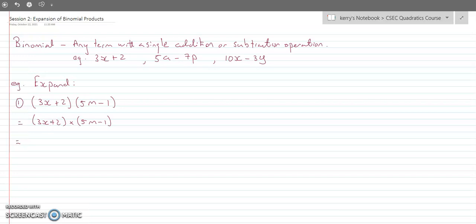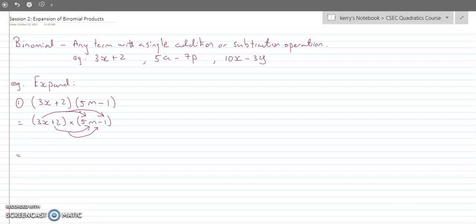Now, there's a technique called the FOIL method. How I like to show my students, so they generally understand it, is very easy. You multiply the first term by the first term and then the first term by the second term. Similarly, the second term by the first term and the second term by the second term. And you will see how easy that works out.